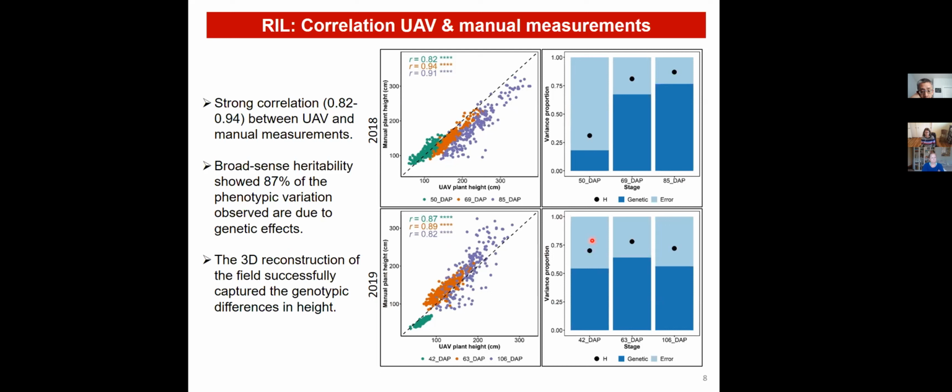And from the variance component analysis, the broad-sense heritability on an entry-mean basis showed that up to 87% of the phenotypic variation observed was due to genetic effects. So from this result, we thought, okay, the 3D reconstruction of the field was able to successfully capture the genotypic differences in height. So from here on, for the RIL population, subsequent analysis focused mainly on the UAV estimated height.